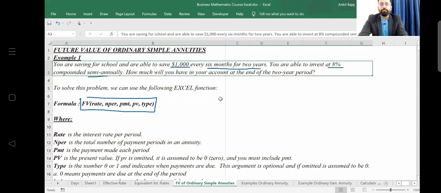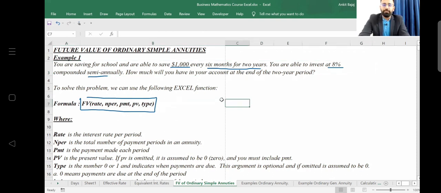First, discussing the formula, I will write down the values here, right? If I talk about your investment value, the investment value in our example is $1,000, right? Now if I talk about the frequency of investment, what is the frequency of investment? It is 6 months for 2 years. In every 6 months you will be investing, right? So it is 2 times in a year.